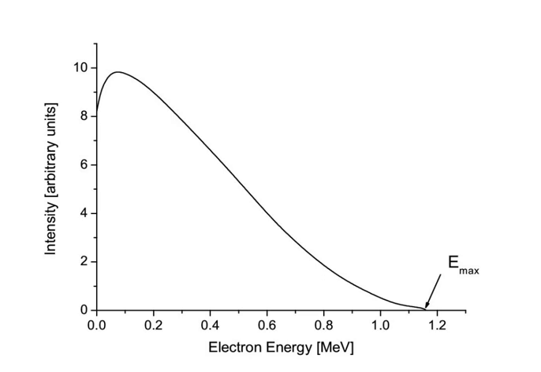For non-relativistic betas, Q << mc^2, this expression can be approximated by F(Z,T) ≈ 2πη/(1 - e^(-2πη)). Other approximations can be found in the literature.